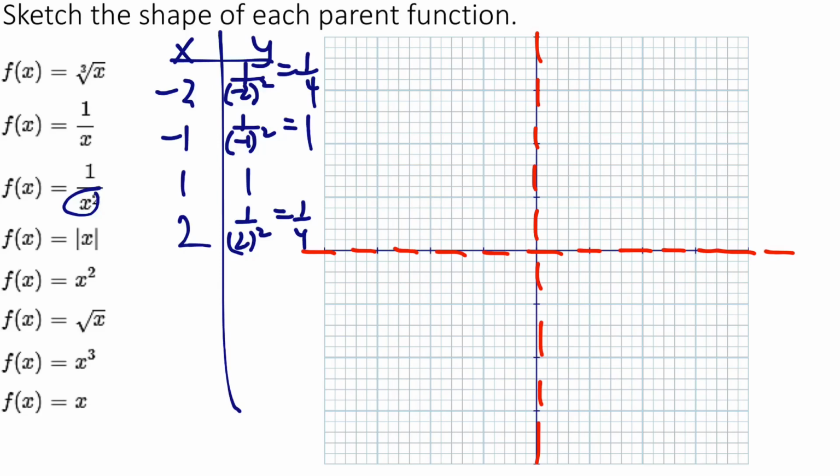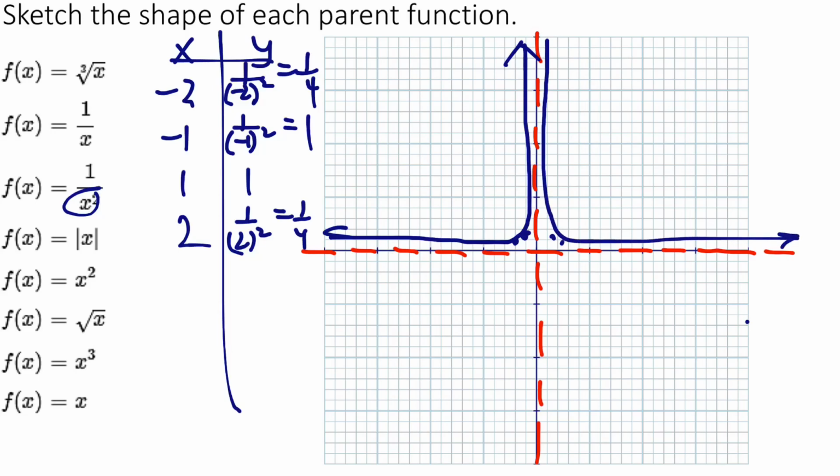So we've got negative 2, 1/4. We've got negative 1, 1. All right, so this is going to approach your horizontal asymptote and your vertical asymptote like that. And then we've got the same thing going on in the first quadrant. So we've got 1, 1 and 2, 1/4. My graph is a little tight. So the parent function for 1 over x squared would look like that.